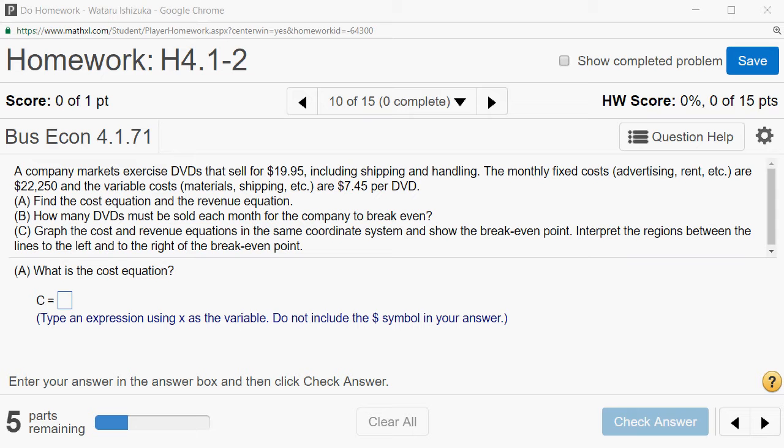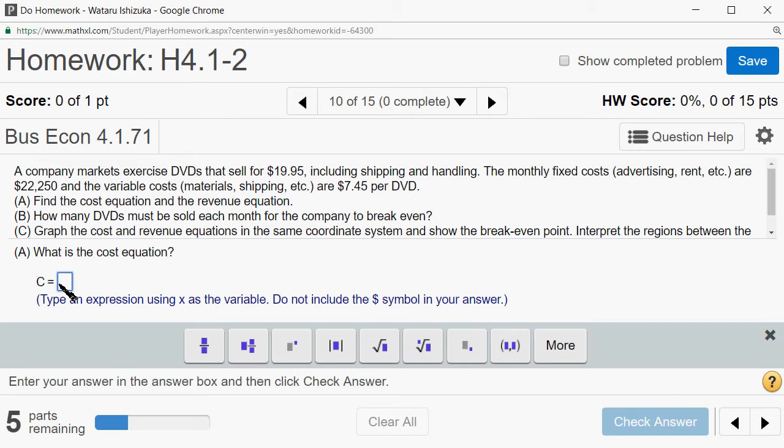Monthly fixed cost, so that's going to be the y-intercept of the cost function, are $22,250. And the variable cost, so that's going to be the cost per DVD. So that's the $7.45 per DVD, right? Find the cost equation and the revenue equation, right?